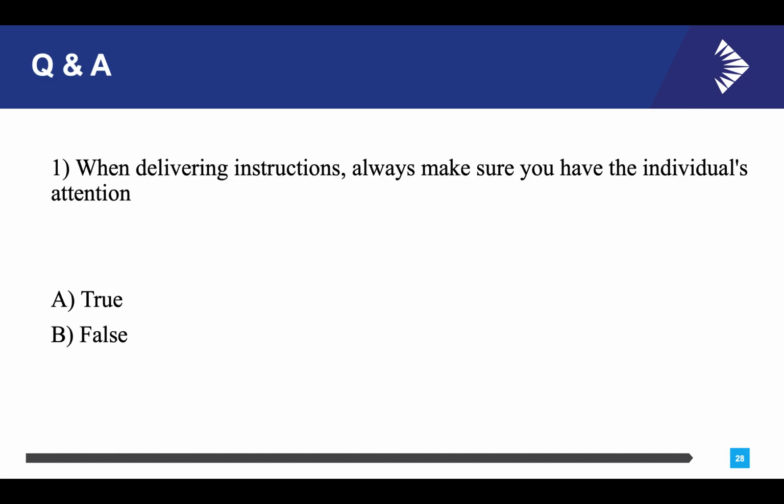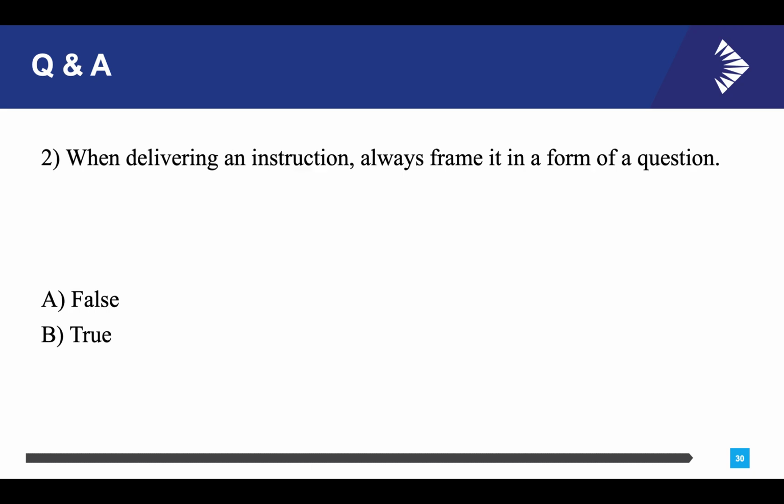So a little Q&A. So when delivering instructions, always make sure you have the individual's attention, true or false. This is true. We want to make sure that the individual is paying attention to us before we deliver the instruction. When delivering an instruction, always frame it in the form of a question. False. So we want to make sure when we're providing instructions that they are always in statements.